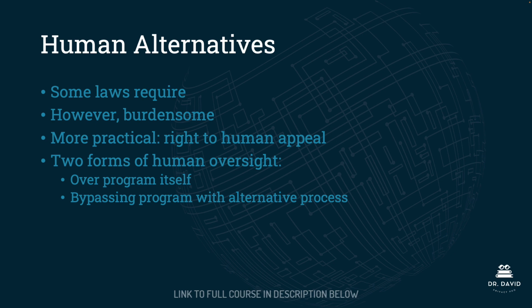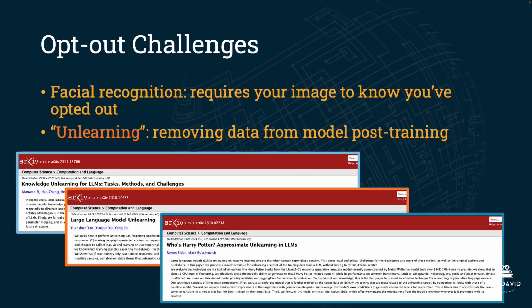When it comes to human oversight, we can think of there as being two forms. One is oversight over the program itself. In a previous lecture, we discussed the human in the loop and human on the loop alternatives. A human that is in the loop is involved in accepting or denying an AI recommendation. A human on the loop has the option of overturning or diverting an AI decision at any time. The second form here, bypassing a program with an alternative process, would be what we see above, for example, the right to human appeal. Otherwise, when it comes to opting out of an AI model, there are a couple challenges.